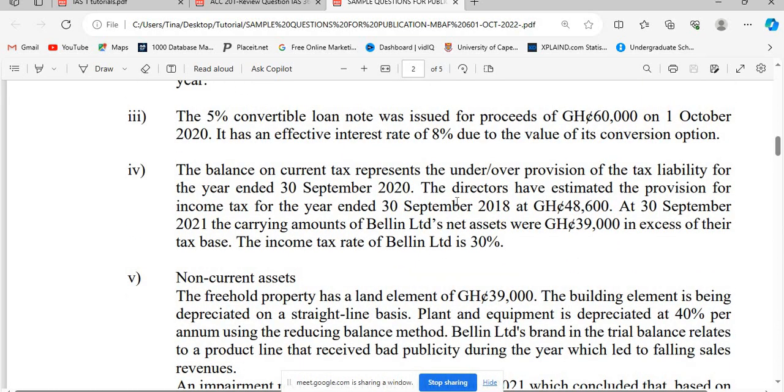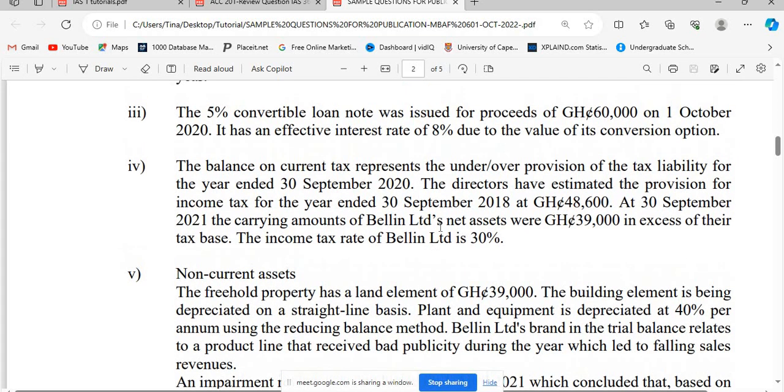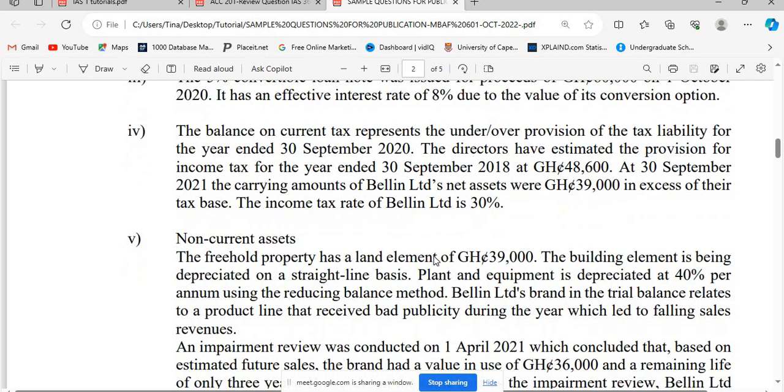So the balance on the current tax represents the under and over provision of the tax liability for the year ended 30th September 2020. The directors have estimated the provision for income tax for the year ended 30th September 2021 at 48,600. At 30th September 2021, the carrying amount of Berlin Limited's net assets was 39,000 in excess of their tax base. The income tax rate of Berlin is 30%.